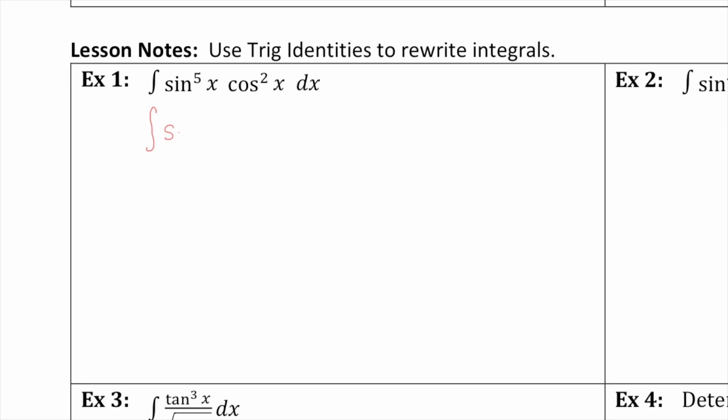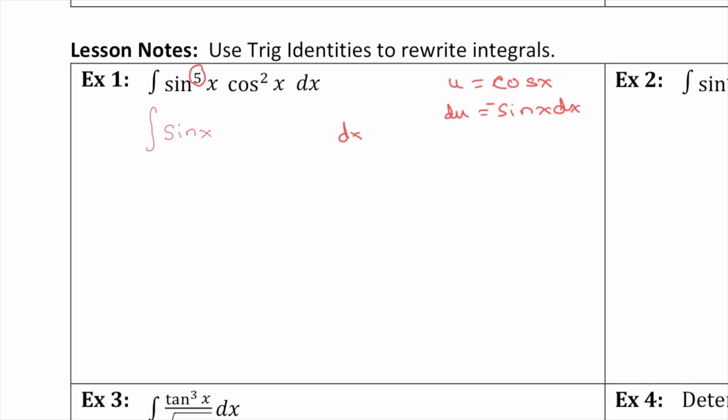If we had a nice little sine of x all by itself, with the dx, wouldn't it be lovely if we could let u equal the cosine of x so that our du would become the sine of x dx? And don't forget your negative. So let's see if we can arrange for this to happen.